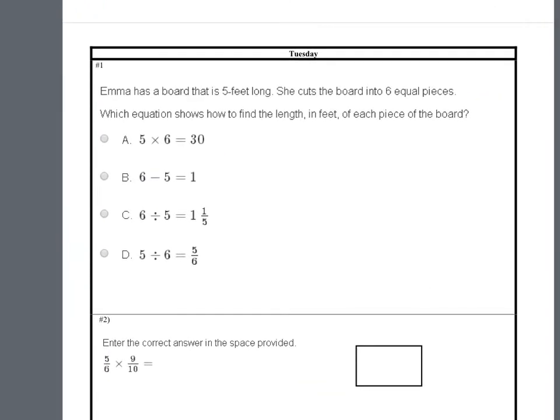This is my math homework number 25, Tuesday. For number 1, it says, Emma has a board that is 5 feet long. She cuts the board into 6 equal pieces. Which equation shows how to find the length in feet of each piece of the board?